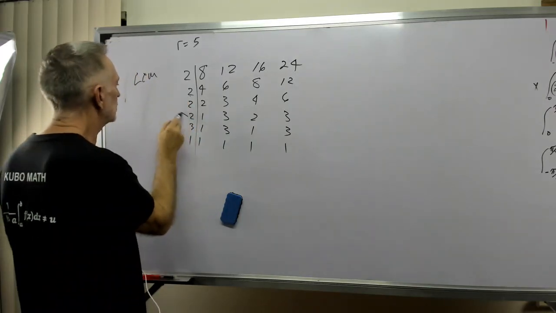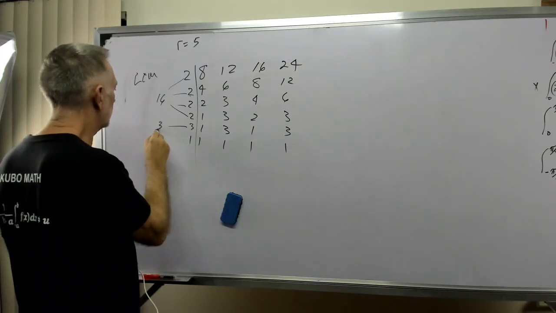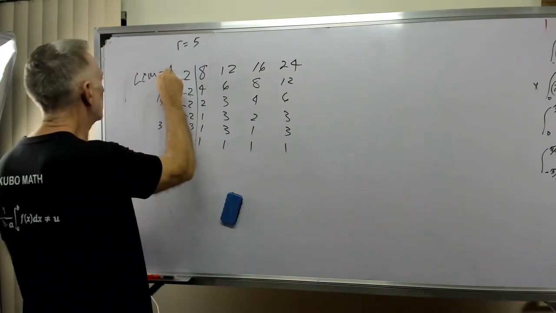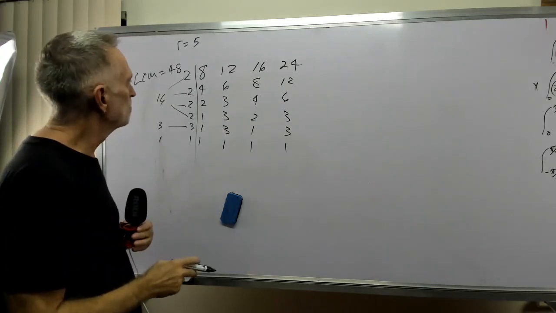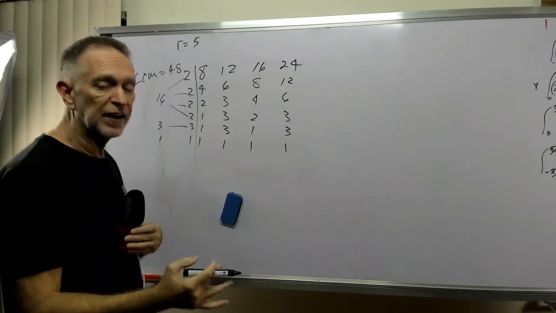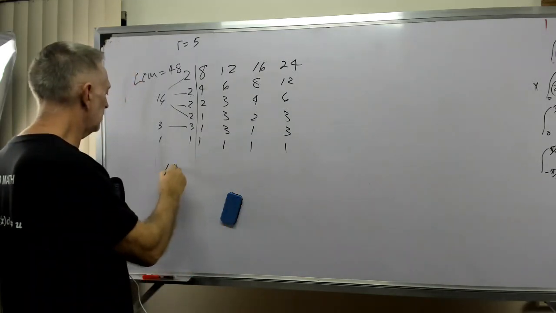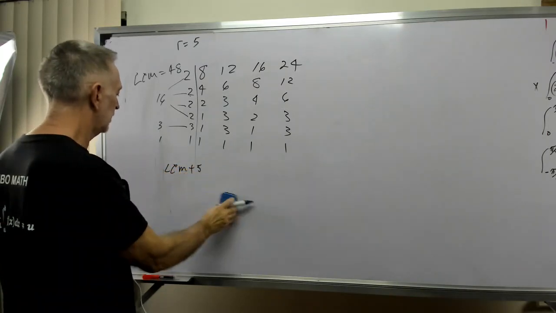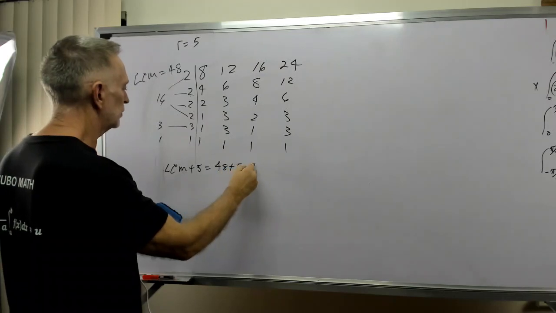This all together gives me 16 times 3 times 1, which is 48. Least common multiple. Okay, they wanted a remainder of 5. Well, why don't I just take the least common multiple plus 5, which would be 48 plus 5, which is what, 53?